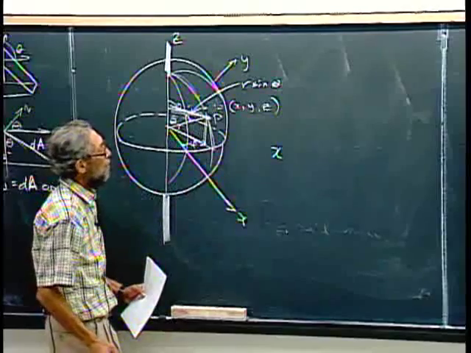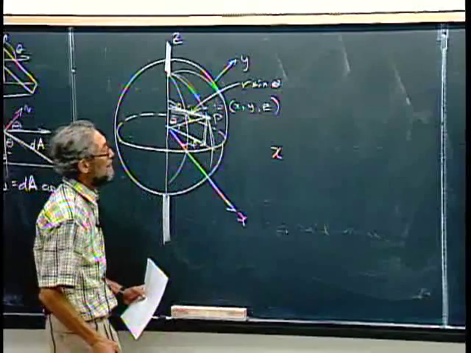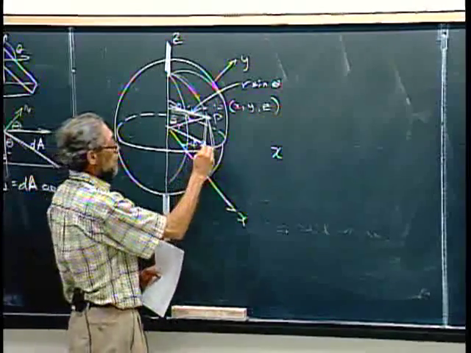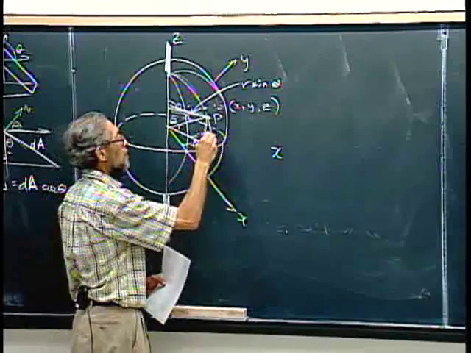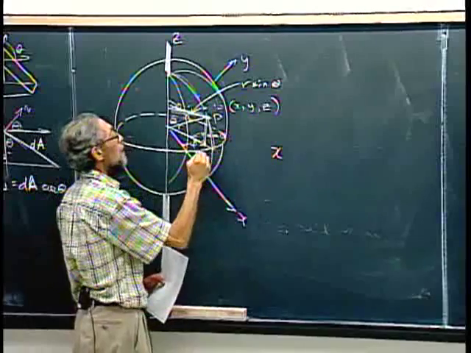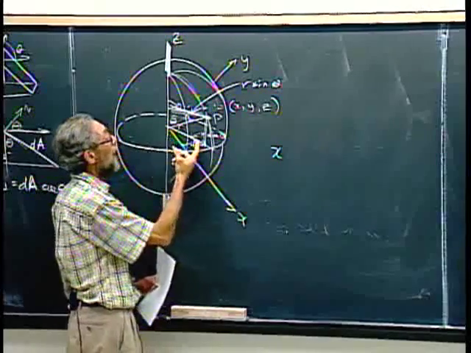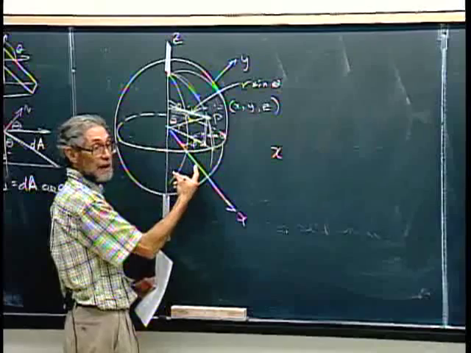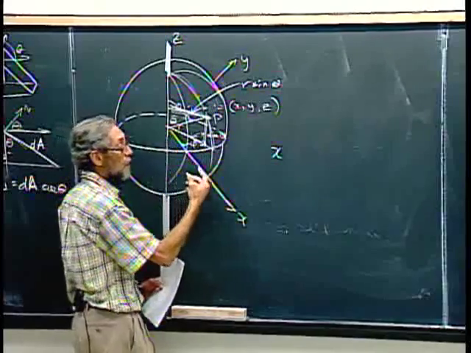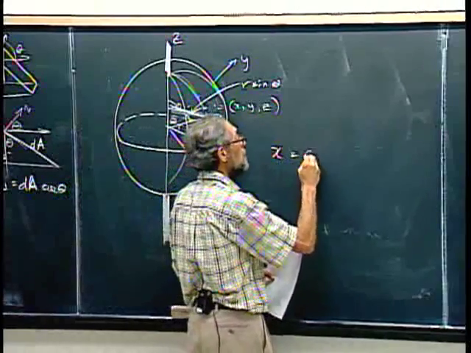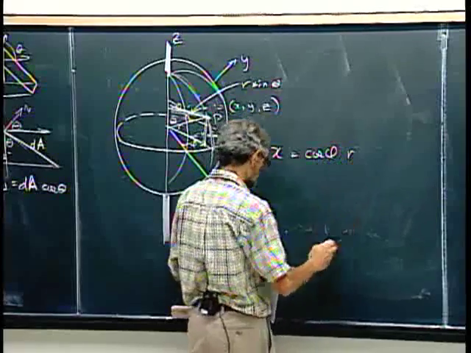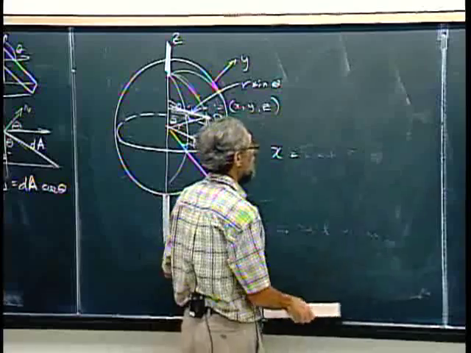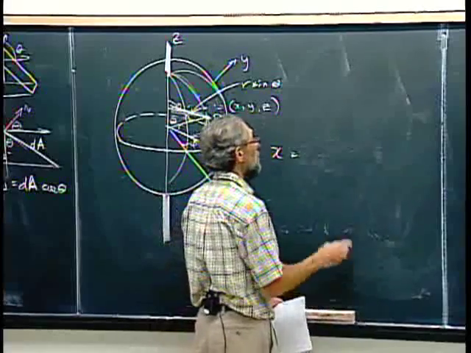Okay, so now we can find the x coordinate of this point to say that we have this vector of length r sine theta, and it's turned phi degrees away from the x-axis, right? And that means the x coordinate is going to be cosine phi times that r sine theta. Maybe I'll write it this way: r sine theta times cosine phi.